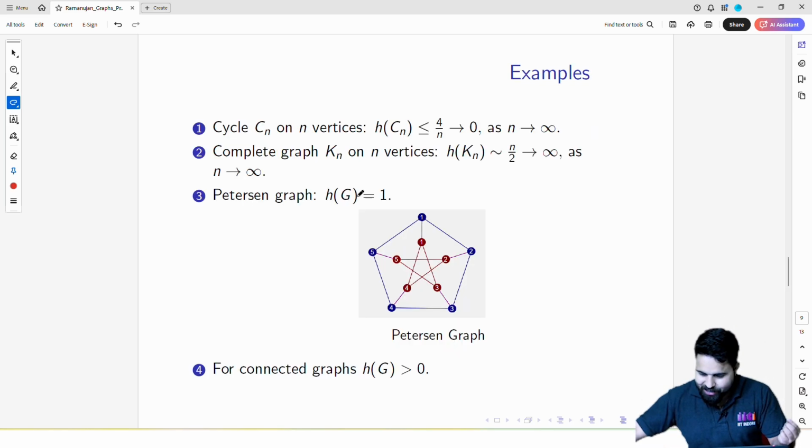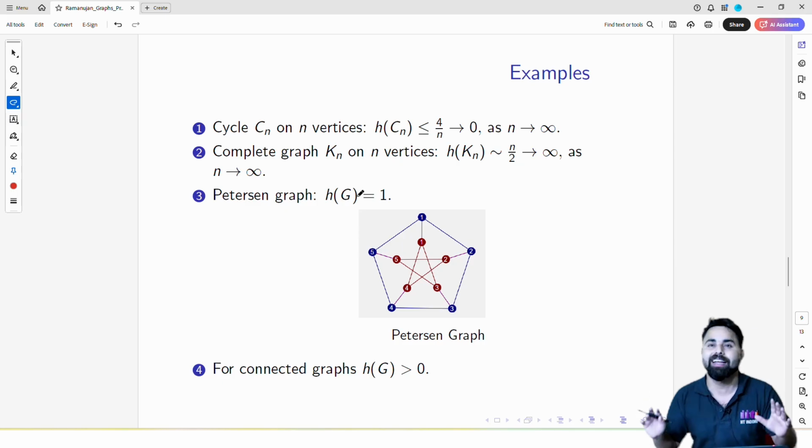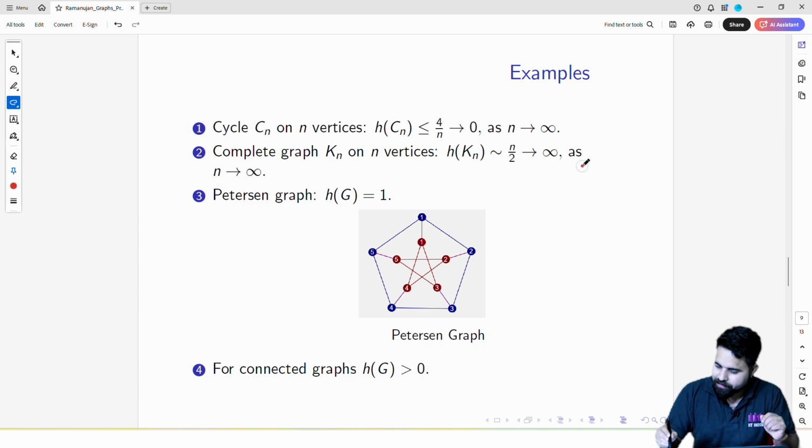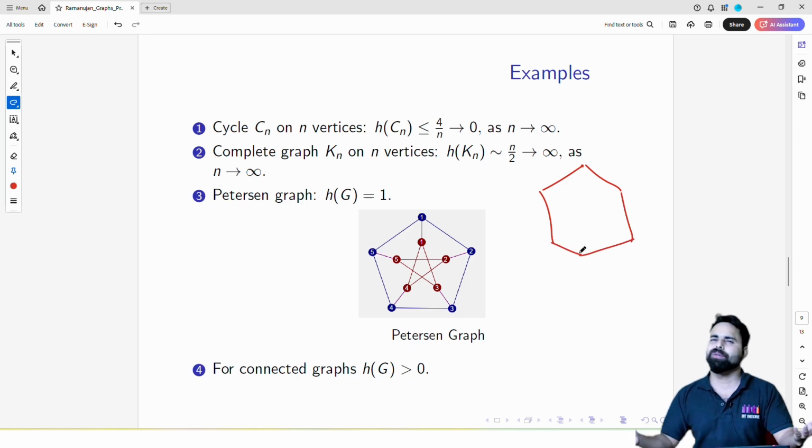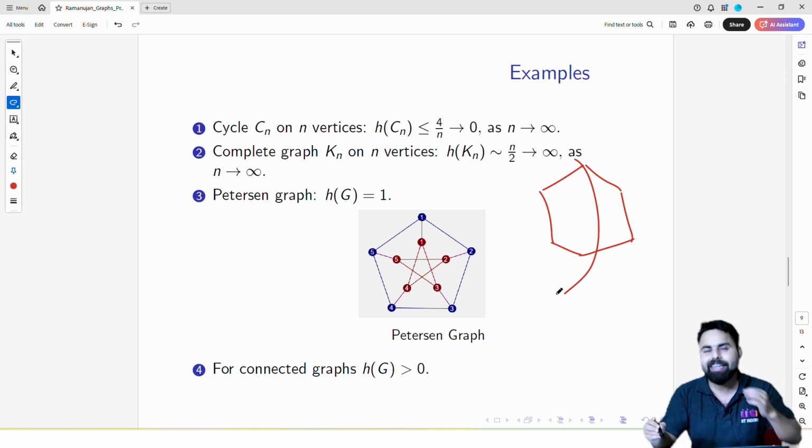Let us go ahead and take some example. What will be h_G, the expansion ratio, of a cycle graph, a cycle on n vertices? What will be its expansion ratio? Suppose I draw it something like this, on 6 vertices. You can actually calculate h_G. It's the minimum over all possible subsets of |∂S| divided by |S|, right? So you can take half of the vertices here, and the rest of the half of the vertices are its complement. And ∂S will be what? The number of edges going out, suppose this is S, right?